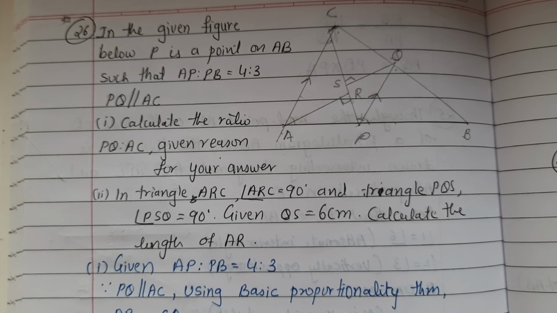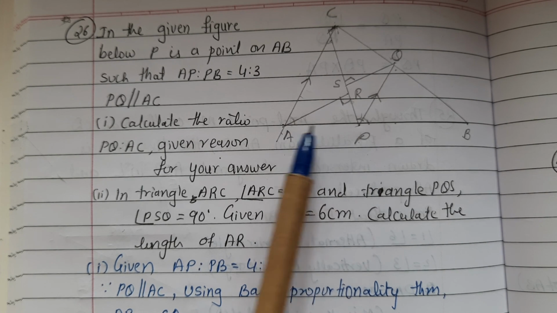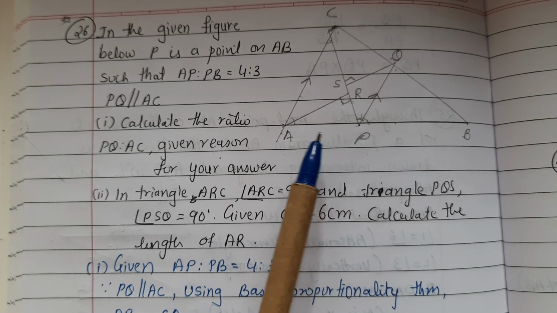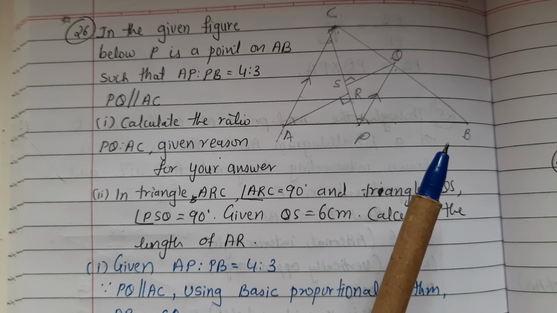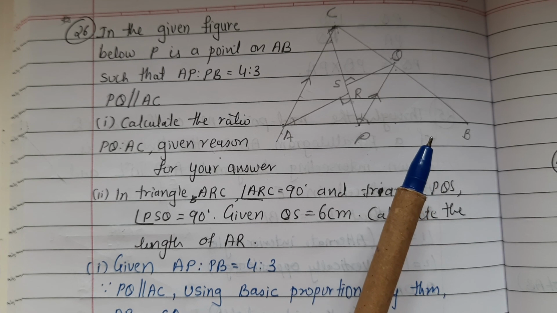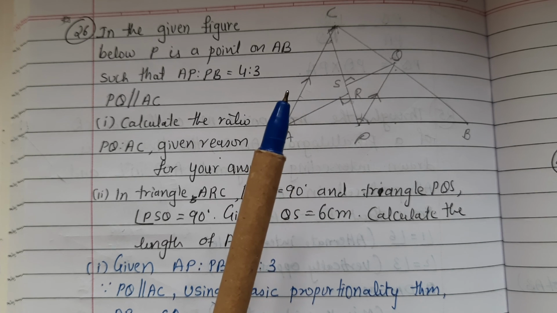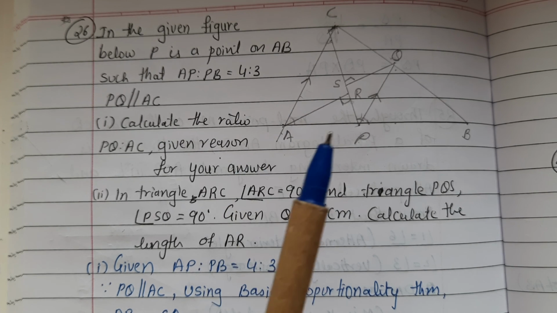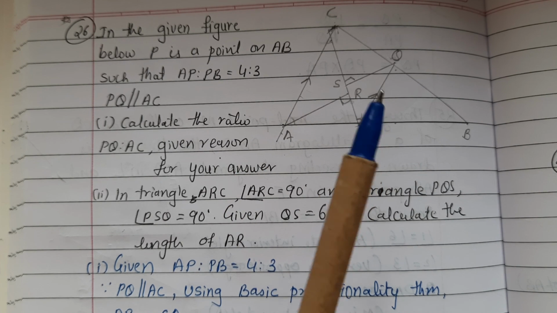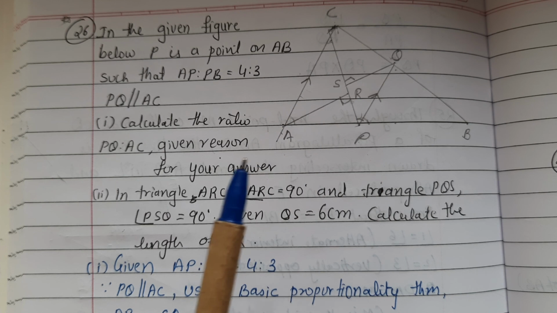Sum number 26. In the given figure, P is a point on AB such that AP upon PB is equal to 4:3. PQ is parallel to AC. Calculate the ratio of PQ to AC. Give the reason for your answer.